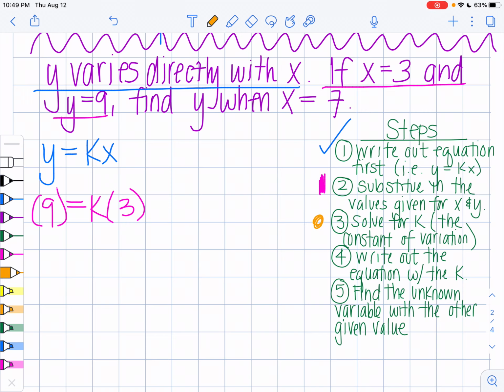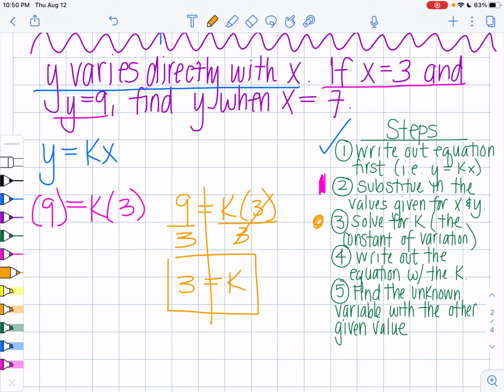This guy right here. Solve for k. Okay, I have to get k on the side by itself. So really, remember, this says 9 equals k times 3. So, how do we undo multiplication? We divide. So I'm going to divide both sides by 3. So 9 divided by 3 is 3. So I get k is equal to 3.